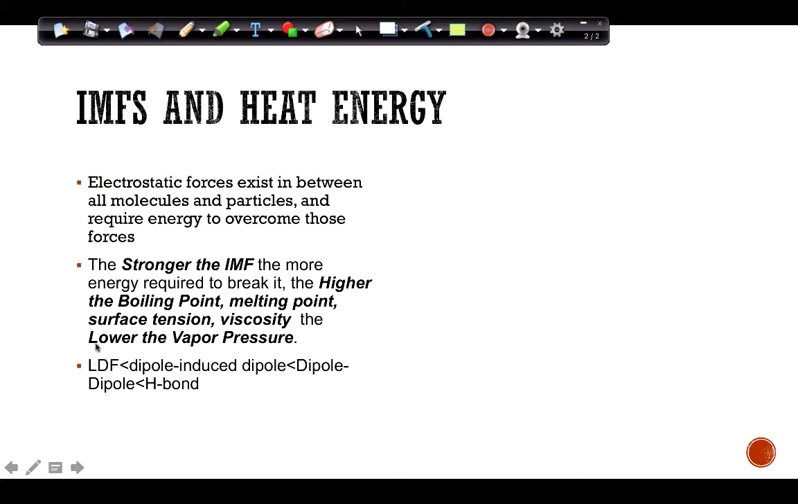So remember that you have LDF, that's the weakest intermolecular force. Then you have dipole-induced dipole, and I don't know how much I've talked about this, but dipole-induced dipole is where I have a nonpolar molecule and I happen to come into contact with something that does have a dipole. So what ends up happening is that positive end kind of pulls the electrons over there to make a temporary charge. Then after that I have dipole-dipole because those have permanent dipoles, so the positive and the negative end, and then hydrogen bonding.